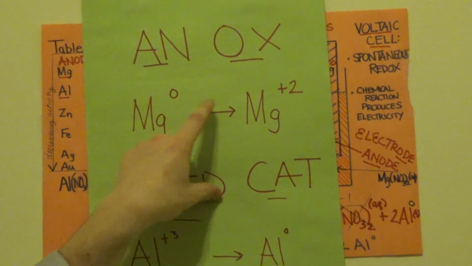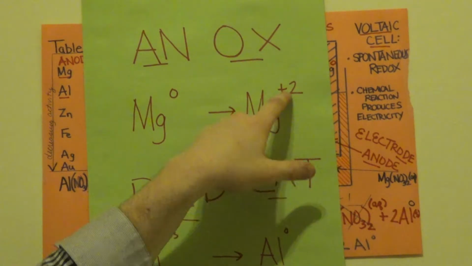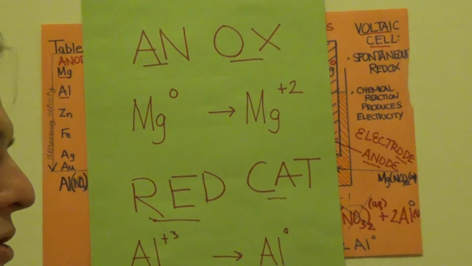However, 0 does not equal positive 2, so I don't have conservation of charge. On this side too, positive 3 does not equal 0. I have a problem, I don't have conservation of charge. The only way that I can bring the two sides into balance is by putting electrons on the left or the right.